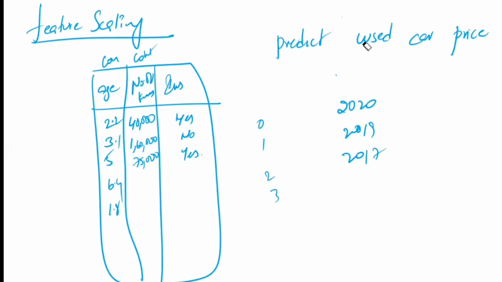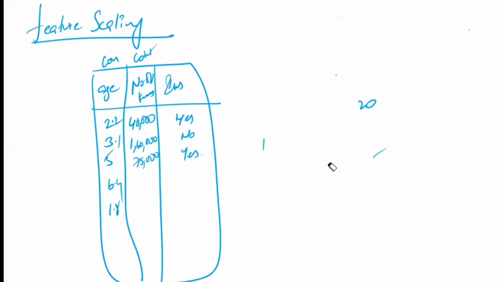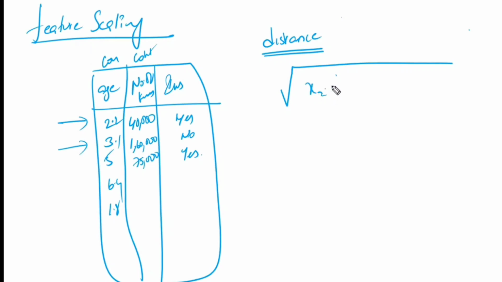Whenever you are applying a concept called the distance formula, you are calculating the distance between two data points. For example, you have to calculate the distance between this point and this point. How do you calculate it? It is the square root of (x2 minus x1) whole square plus (y2 minus y1) whole square. This is the basic distance formula.